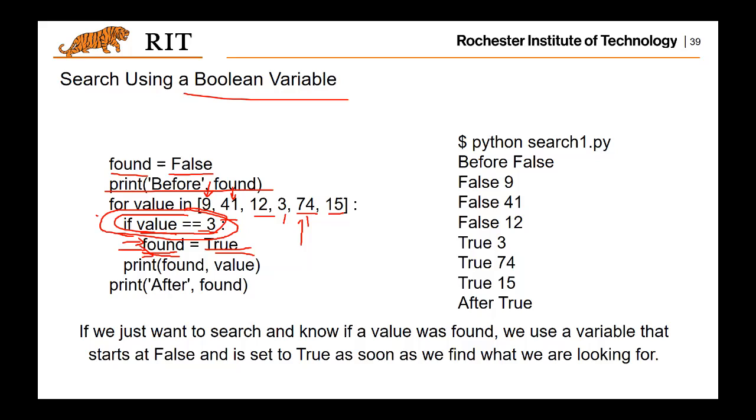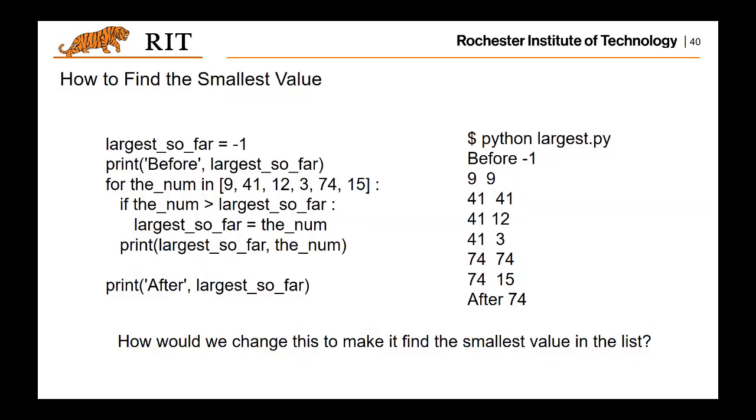It's like you are triggering a switch from off to on, and you never switch it back. So that's how this code works, and what it does to this Boolean variable found. Okay, so any questions? All right, let's move on.